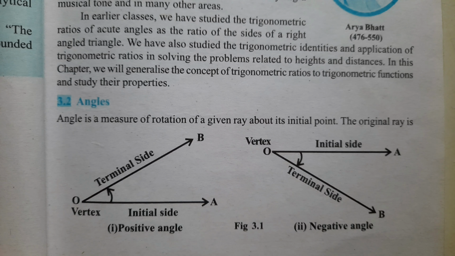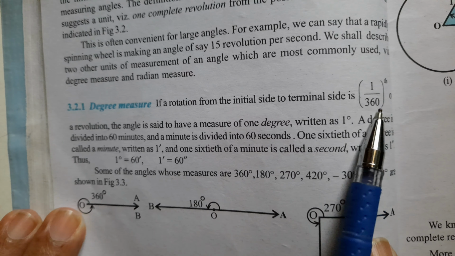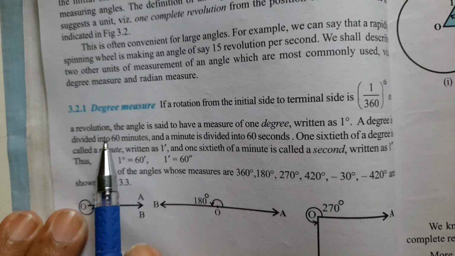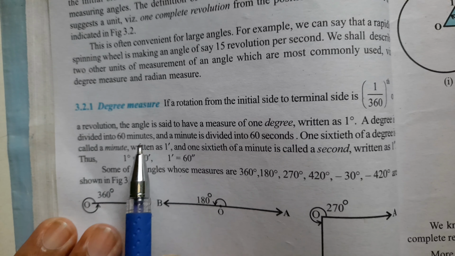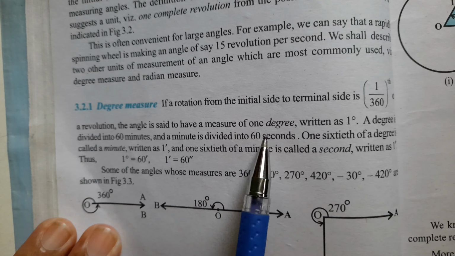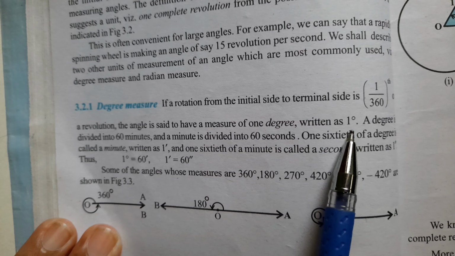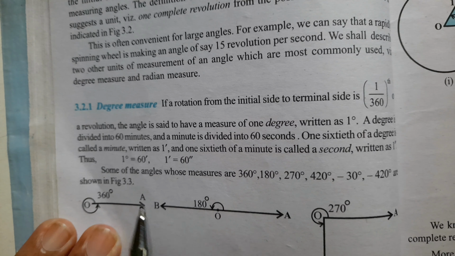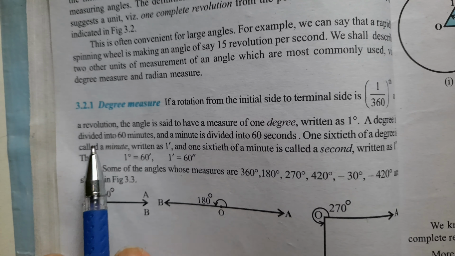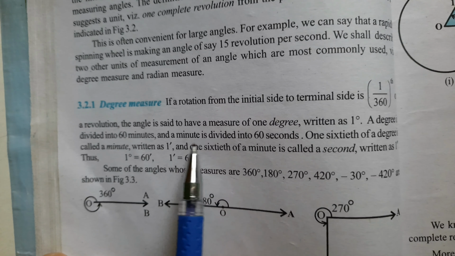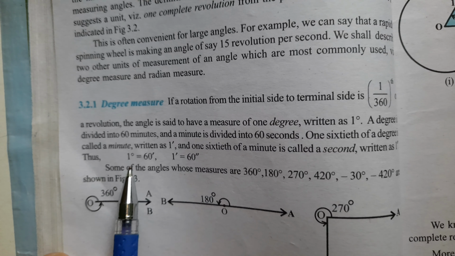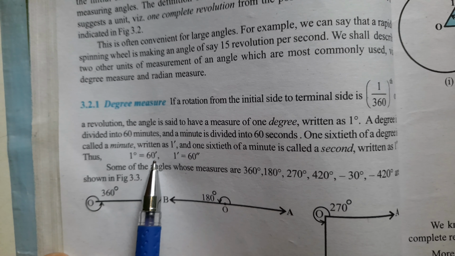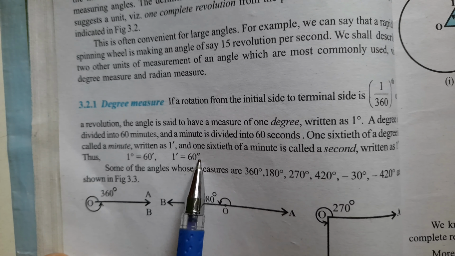Next one, degree measure. If a rotation from the initial side to terminal side is 1 by 360 of a revolution, the angle is said to have a measure of 1 degree. We write it as 1 degree. A degree is divided into 60 minutes and a minute is divided into 60 seconds. So we are writing like this: 1 degree equal to 60 minutes, 1 minute equal to 60 seconds.